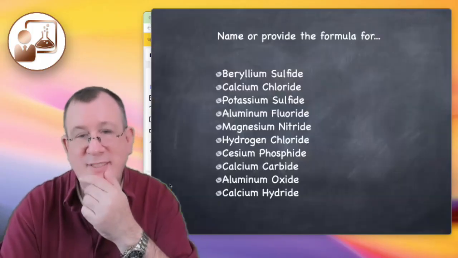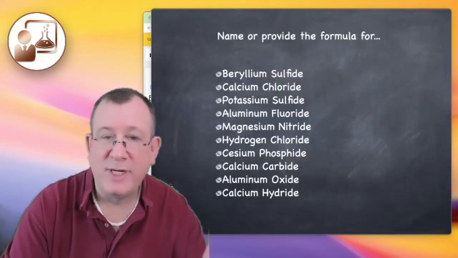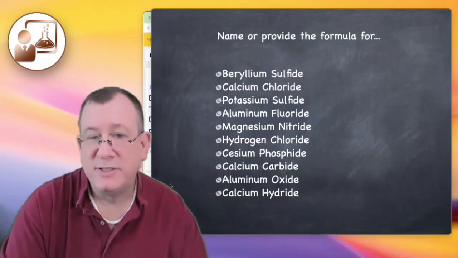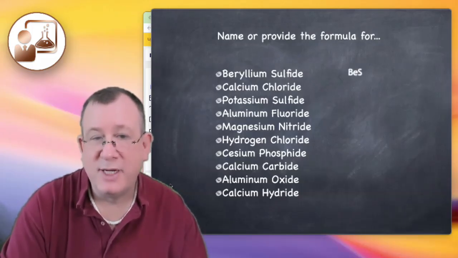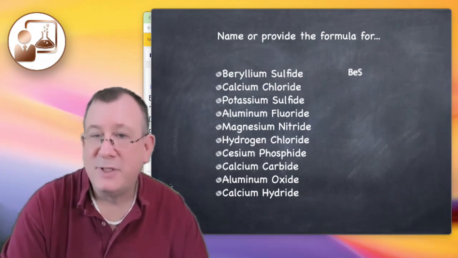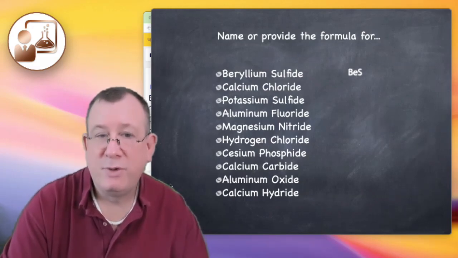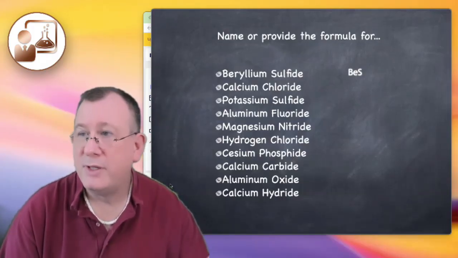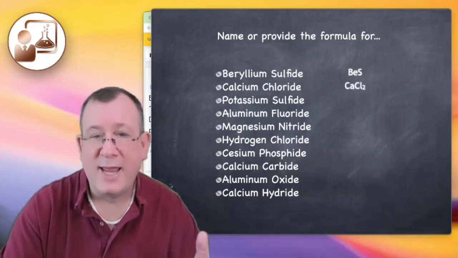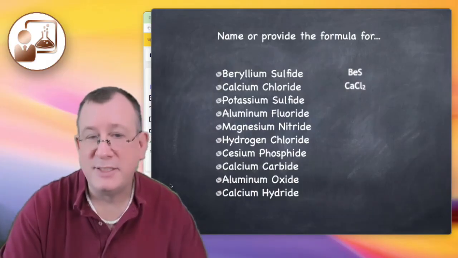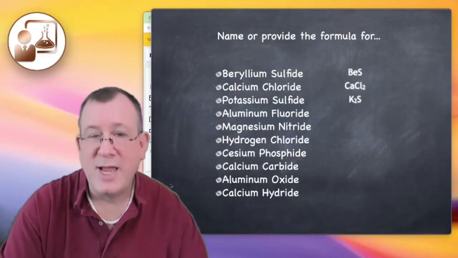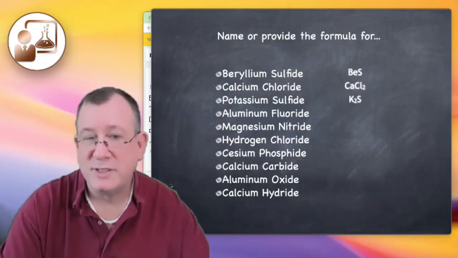All right, so this is how we can go through and work out the formulas. Beryllium sulfide: beryllium is a 2+, sulfide is a 2-. The formula is just snapping those two together. Calcium, you know what the charge is on calcium? Calcium is a 2+, chloride's a 1-. Snap them together, and you get CaCl2. Potassium sulfide is K2S, because each potassium is a +1, sulfide is a -2.